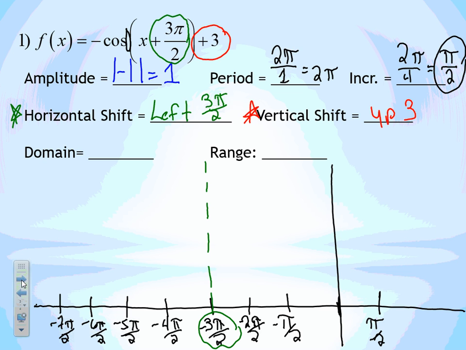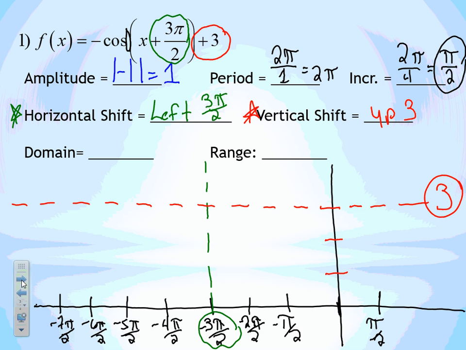Once that's all in place, the next thing I need to do is do my vertical shift. So how far up or down? I need to go up 3. So I'm going to go 1, 2, 3. Draw in my dotted line here. Make sure I label it. So this is 3. Now, after I have my vertical shift in, I start from my vertical shift, ladies and gentlemen. So now I'm working from my red line.